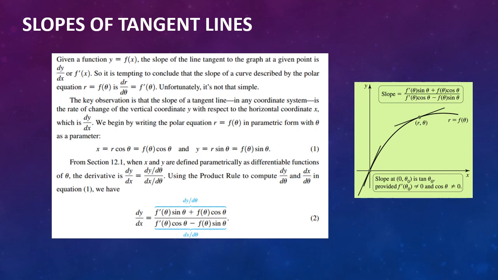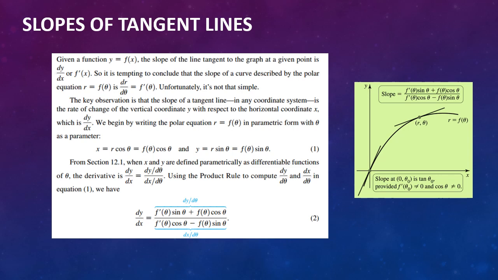This can be a little confusing, as given a function y equals f of x, the slope of the tangent line to the graph at a given point is dy/dx, or f prime. So it is tempting to conclude that the slope of a curve described by the polar equation r equals f of theta, where you think of r as the x value and f of theta is the y value, is dr/d theta, which would equal the derivative of f of theta. Unfortunately, it's not that simple.